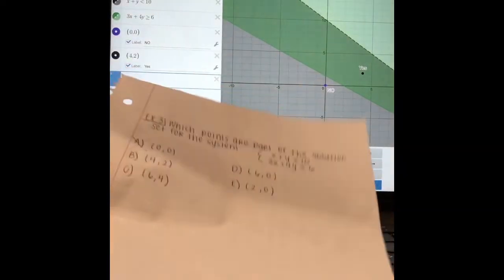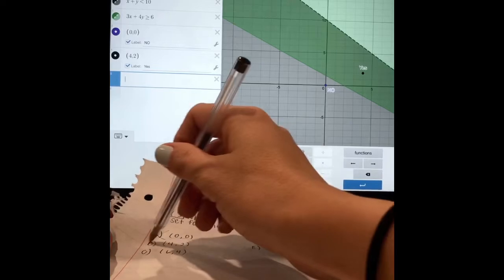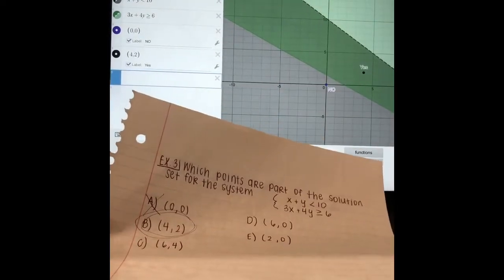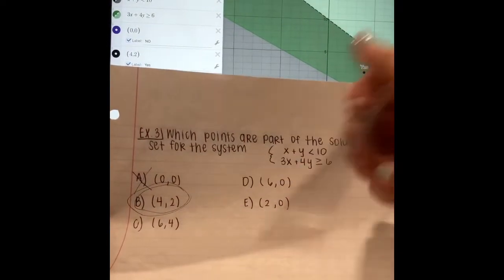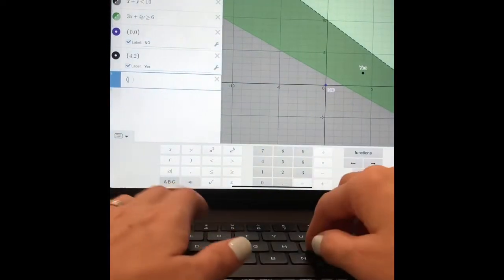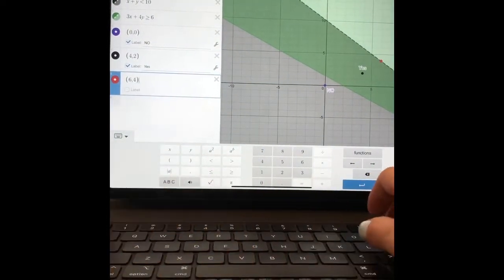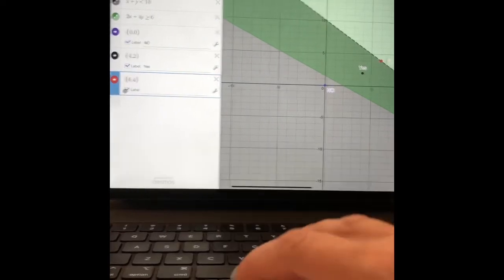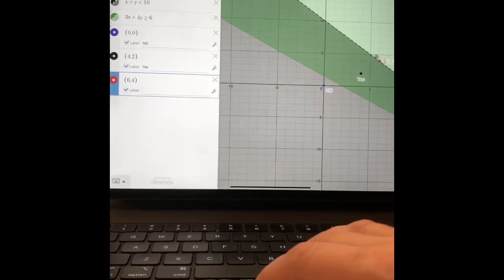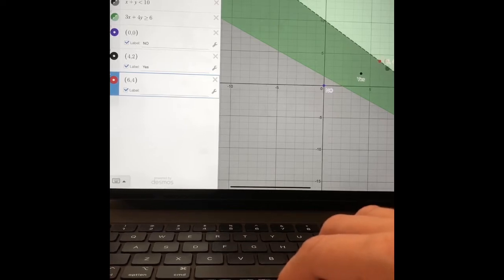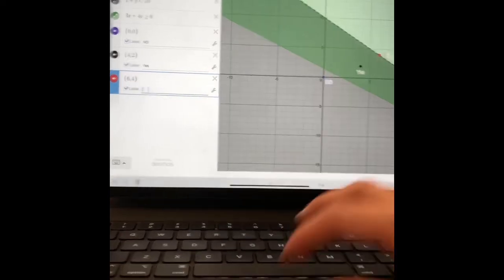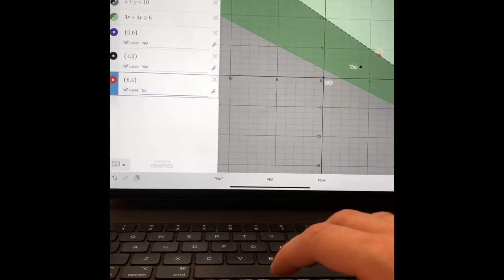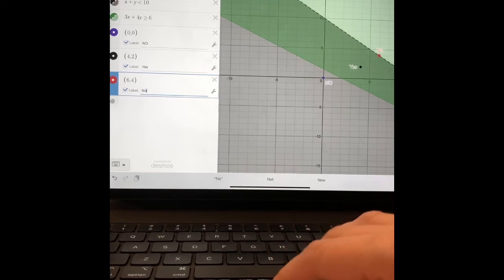So let's check again. We know 4, 2 works out. 4, 2 is a point that's in our solution set. So now we're going to do 6, 4. And 6, 4 is over here on the line. Okay, so this is like what we just talked about a second ago. If it was on a solid line, it would be yes, but it is on a dashed line. So dashed lines get no's, right? Dashed line gets a no.